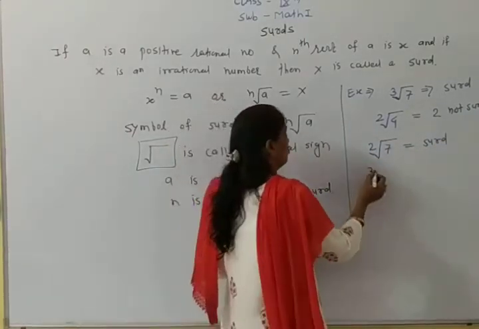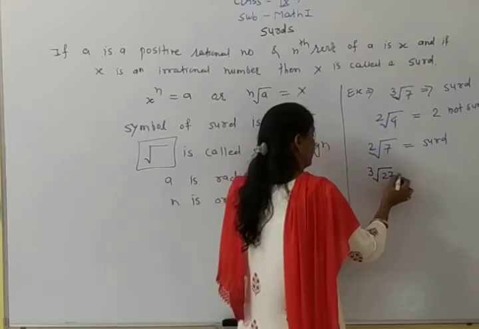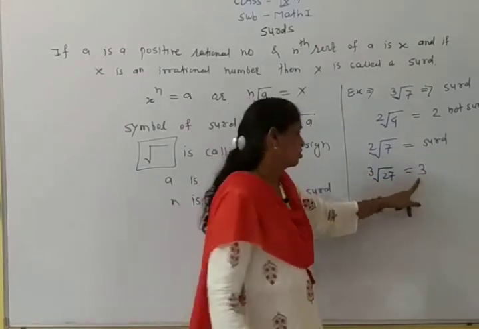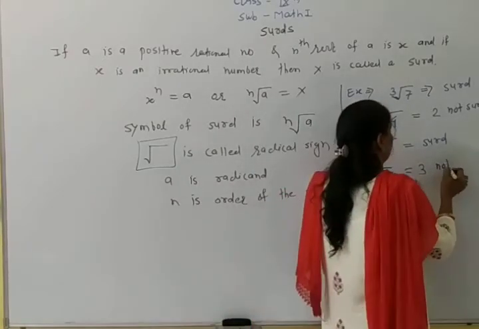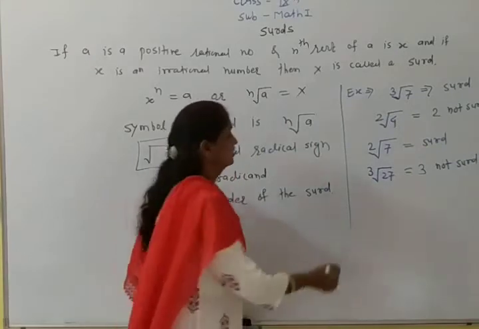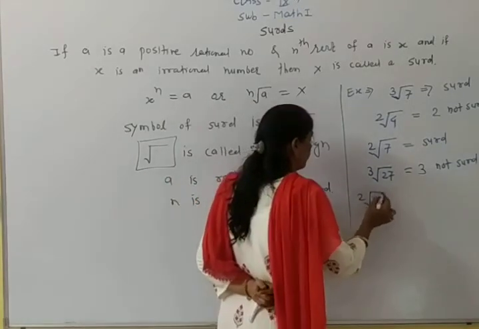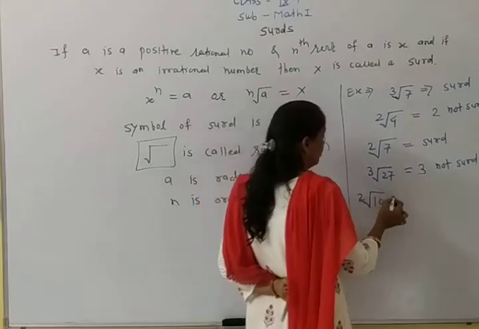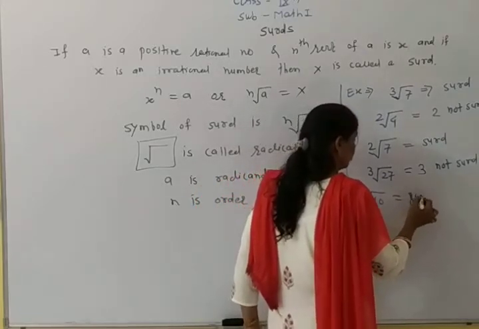Then cube root of 27. Cube root of 27 is 3, and 3 is a rational number. So this is not a surd, because it got solved here. Then square root of 10. Is it being solved? Square root of 10 is not solvable. So this is a surd.